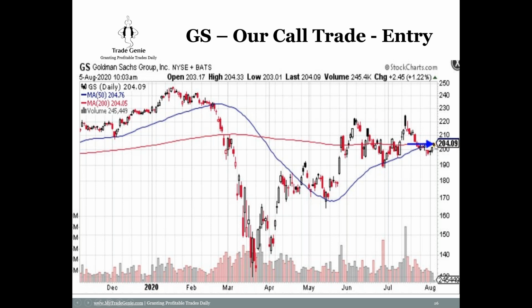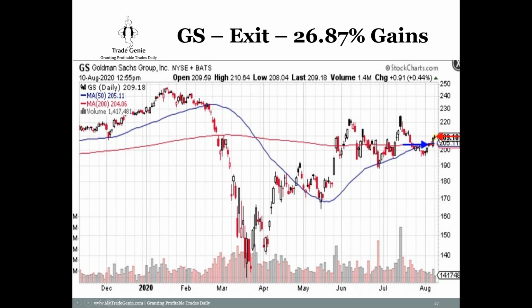So GS went to 204, and this is what happened. 209 we sold. So a 5 point gain in GS. Maybe our strike was 210. So we made 27%, which is okay. Who knows what happened that day? Maybe the financials were coming down and the market was coming down on the 10th of August. I don't know, I have to look back for the reason why I exited at 209 when I entered at 204. But a 5 point gain.